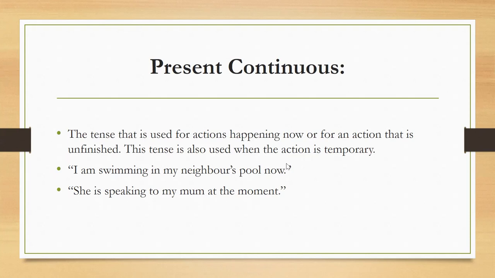Present continuous, the tense that is used for actions happening now or for an action that is unfinished. This tense is also used when the action is temporary. So examples, I am swimming in my neighbor's pool now. So it is continuous, it's not finished. The person is still swimming. So swim is the action word. When you add ing, swimming, it becomes present continuous.